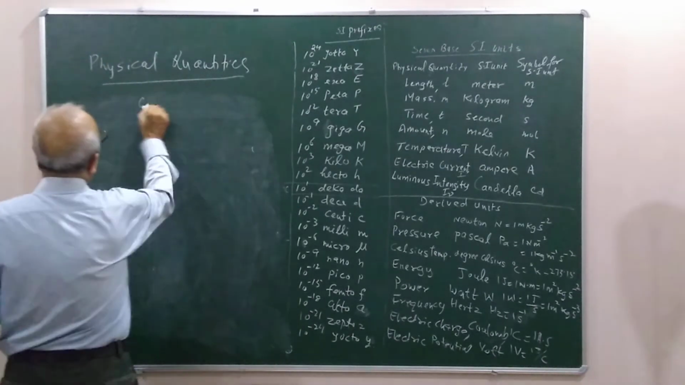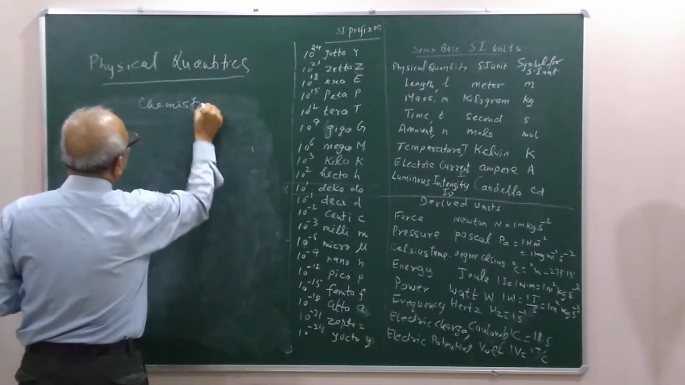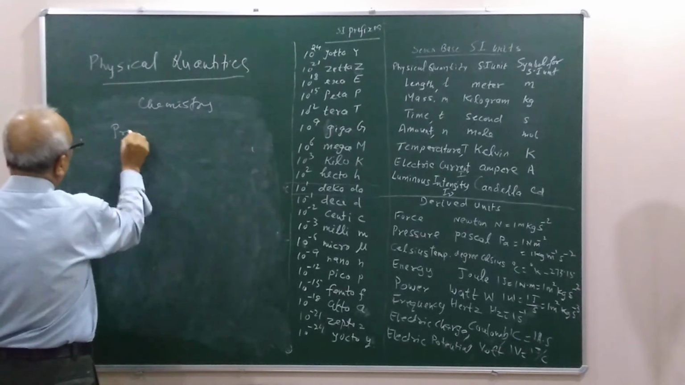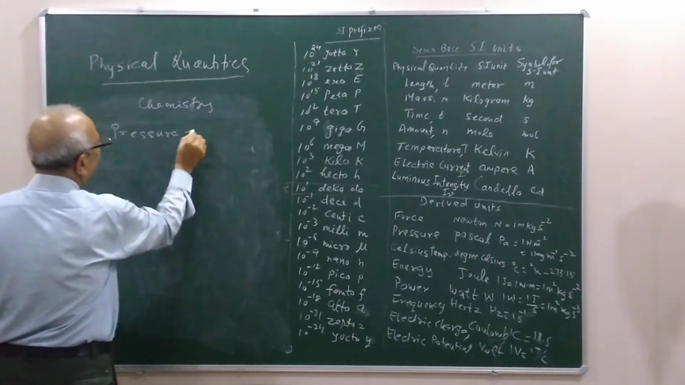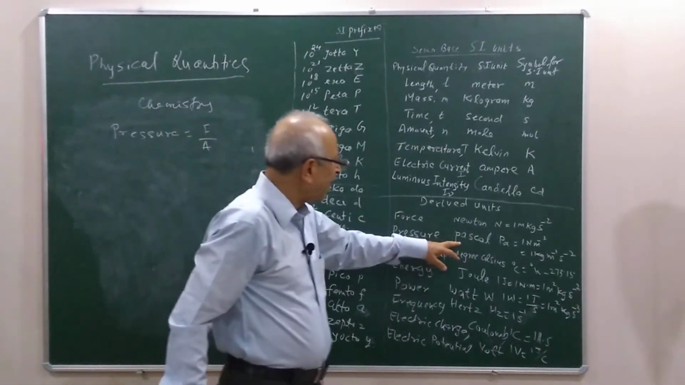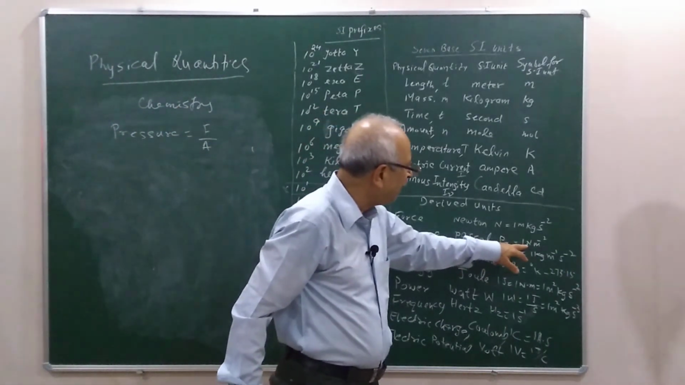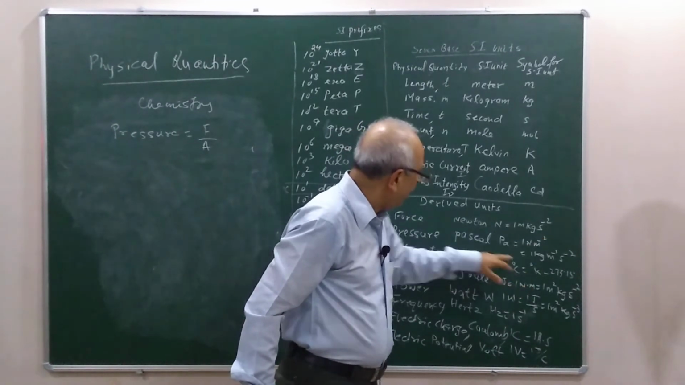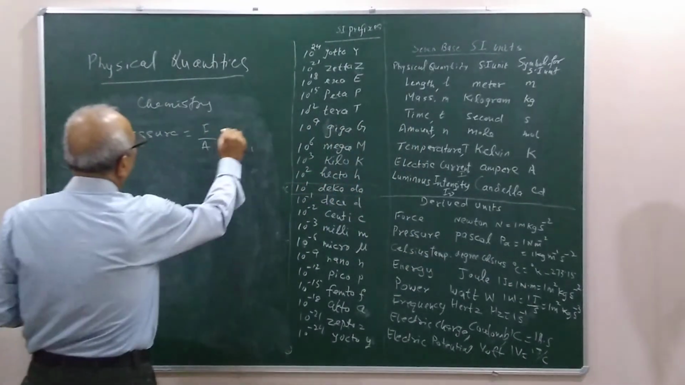In chemistry, what physical quantities are you measuring? You are measuring pressure. Pressure, you said, is force per unit area. Here you have defined the SI unit of pressure as the Pascal, which is 1 Newton per meter square. This will be used a lot in chemistry.